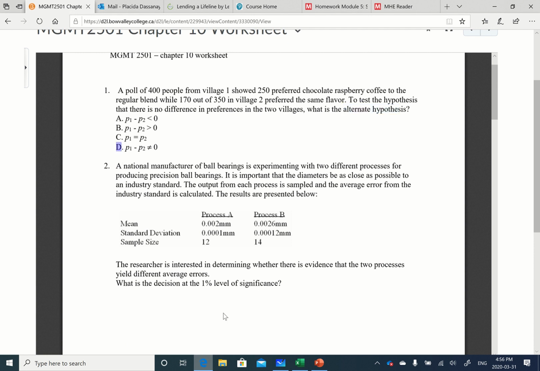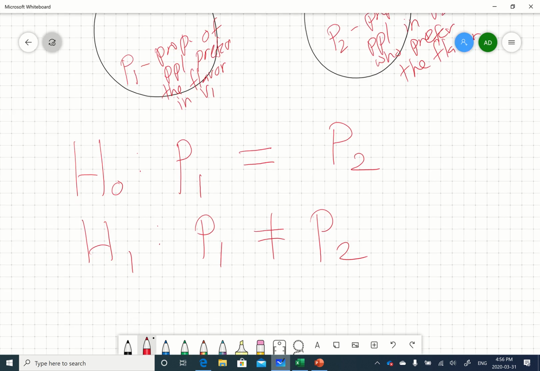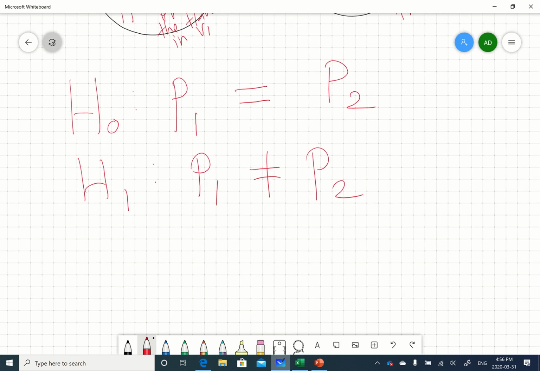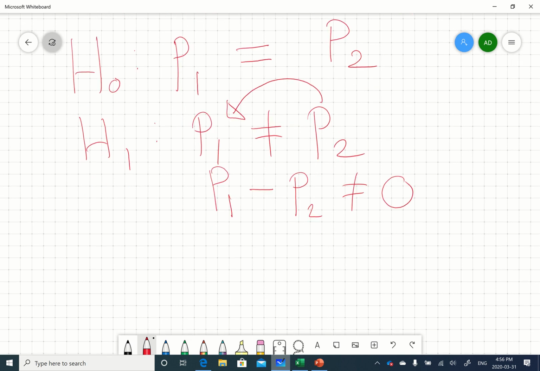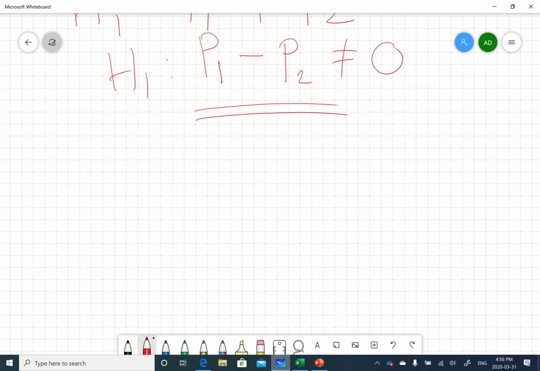So I will show you how it's done here. What they have done is they put this P2 into the other side of the equation. So this becomes P1 minus P2 not equal to 0, like simple algebra, right? So that's your alternative, and that's the answer to question number 1. Okay, and then let's see number 2.